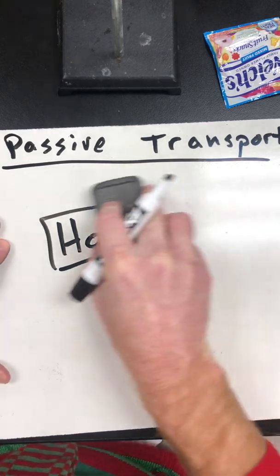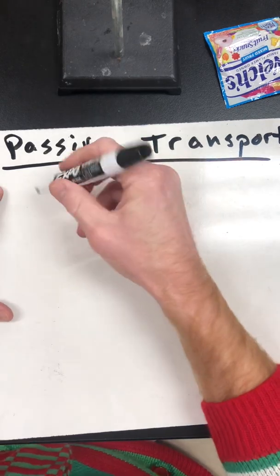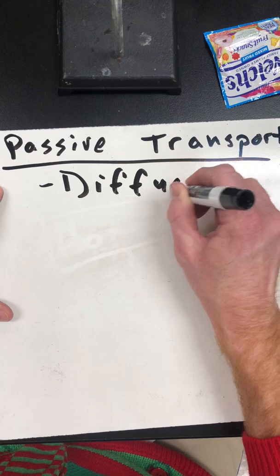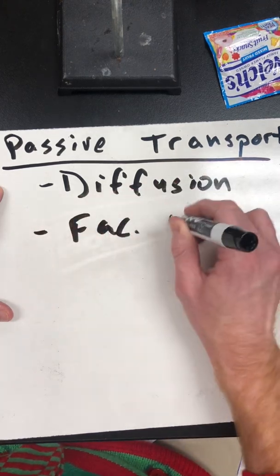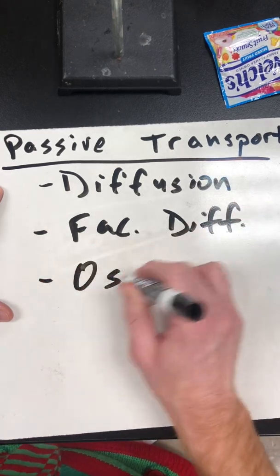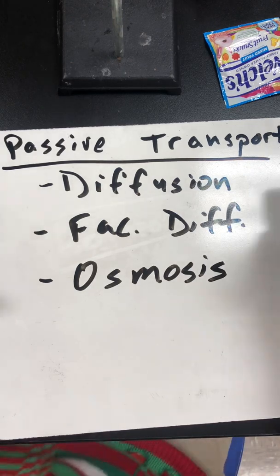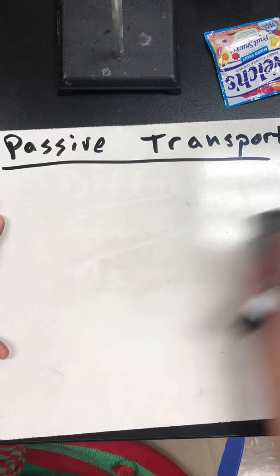So how do we do that? Well, we have two ways. One way is called passive transport. There's three types of passive transport: diffusion, facilitated diffusion, and osmosis. Okay? Now, how are these three things different? So let's talk diffusion first. And we'll just call it simple diffusion.